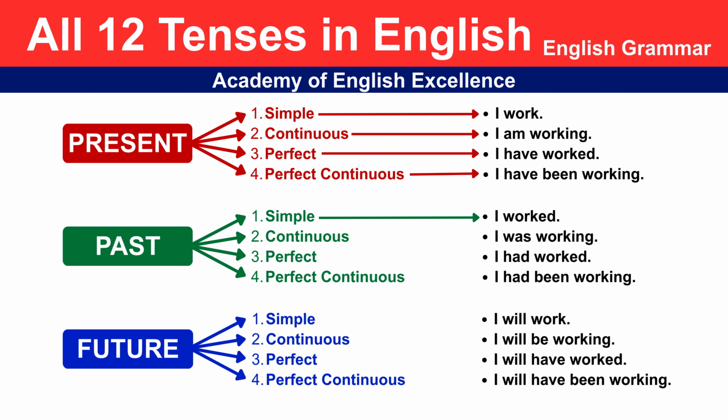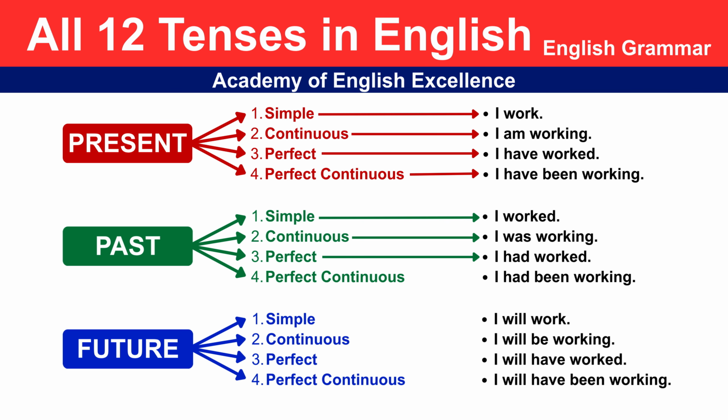The simple past describes actions completed in the past. For example, I worked, or I worked yesterday. The past continuous describes actions that were in progress at a specific time in the past. For example, I was working, or I was working at 5 p.m.